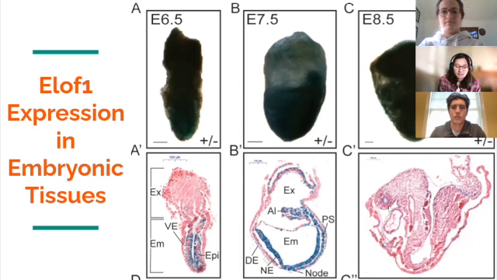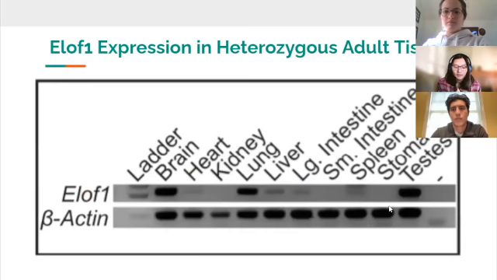At day 7.5, the reporter is expressed in all epiblast derivatives, including the embryonic mesoderm, neuroectoderm, and definitive endoderm. And then at C prime, the majority of the tissue showed no to weak LacZ expression. Researchers then performed RT-PCR and LacZ staining on a wide variety of adult tissues collected from heterozygous animals to confirm that the LacZ reporter does in fact correlate with endogenous ELOF1 expression.